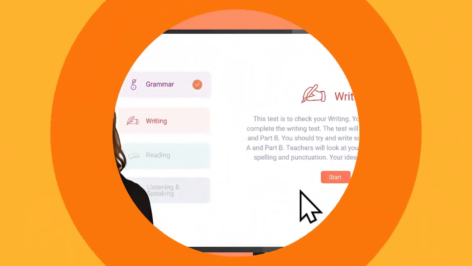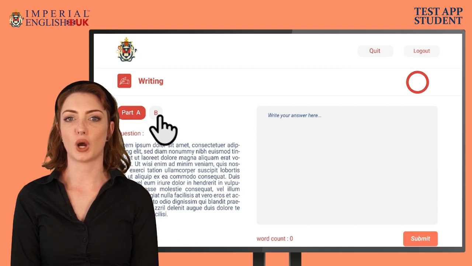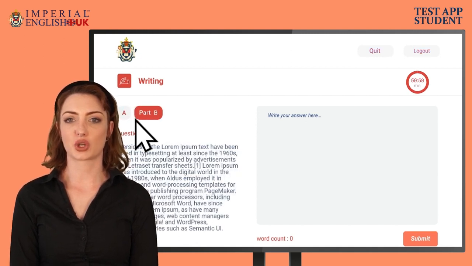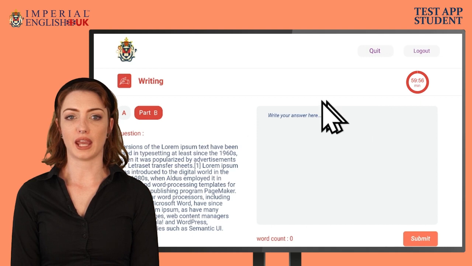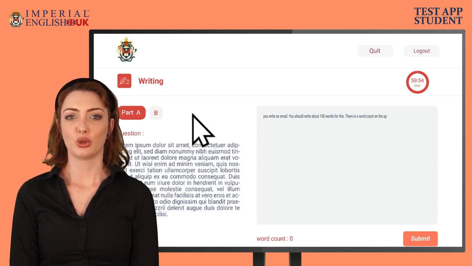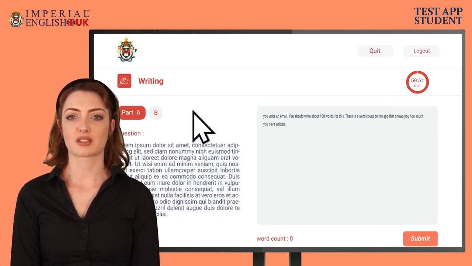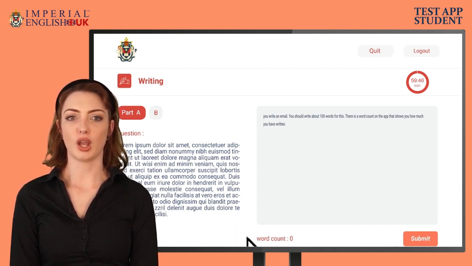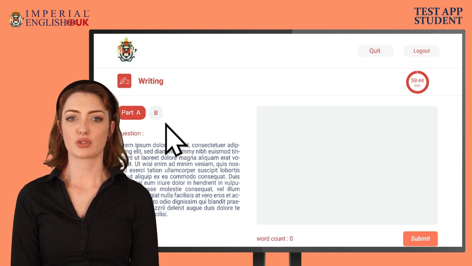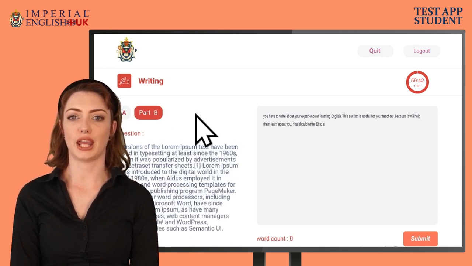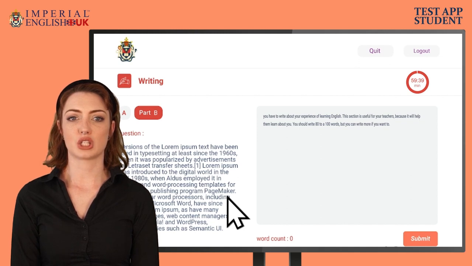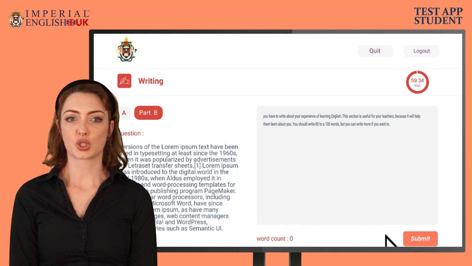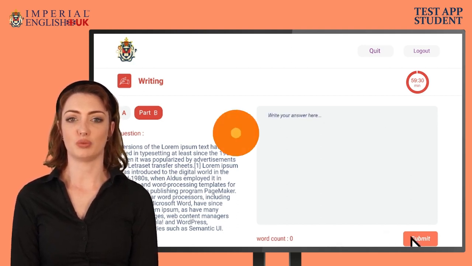The writing section is in 2 parts, Part A and Part B, and you have 1 hour to complete them both. In Part A, you write an email. You should write about 100 words for this. There is a word count on the app that shows you how much you have written. For Part B of the writing, you have to write about your experience of learning English. This section is useful for your teachers, as this will help them learn about you. You should write about 80 to 100 words, but you can write more if you want to.